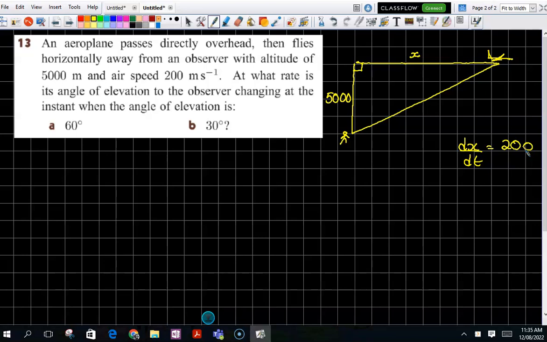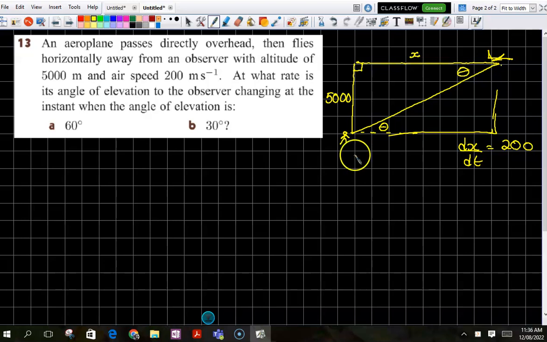Okay. At what rate is the angle of elevation to the observer changing at the instant when the angle of elevation is 60 and 30? So your angle of elevation is that one, correct? So it's up to you. You can either be going, well, I'm looking down then at this triangle here. Or you can just say, well, that angle is the same as that one. Does that make sense?